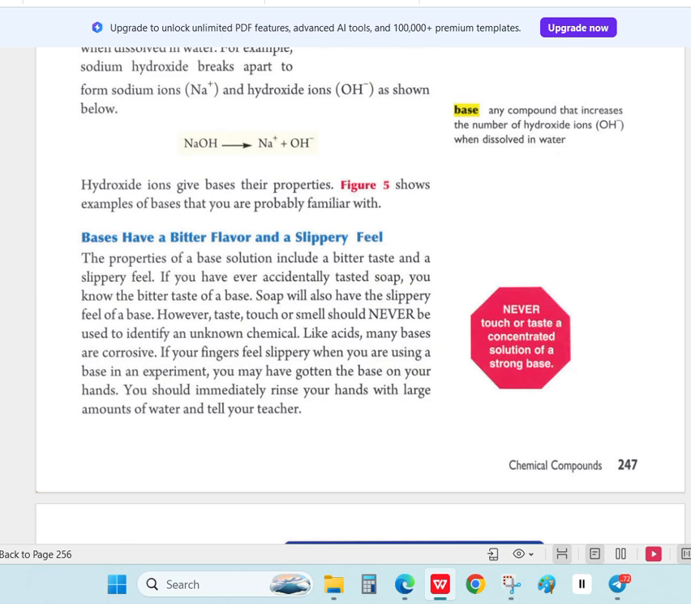But the base has a bitter flavor or taste, and another property is a slippery feel.